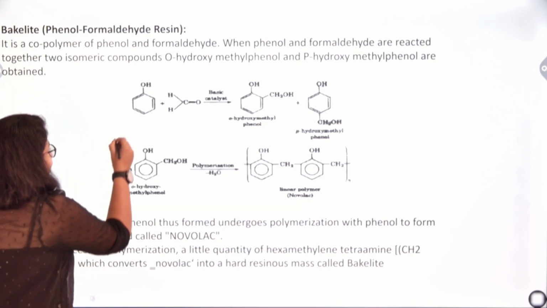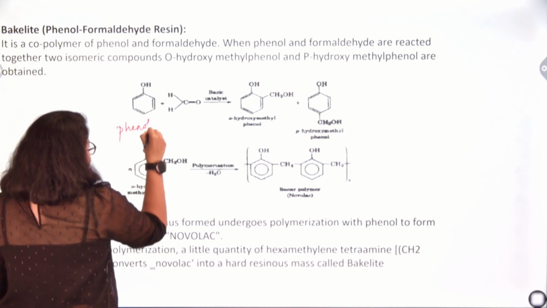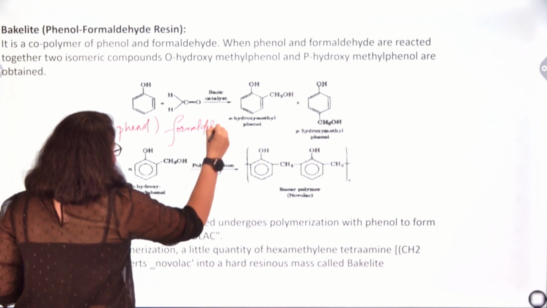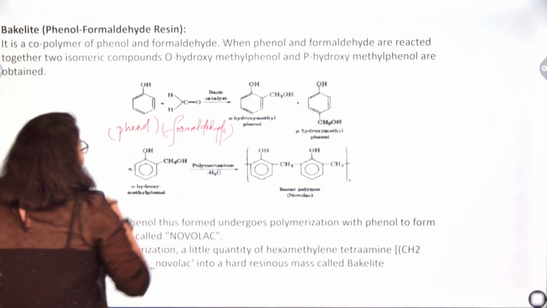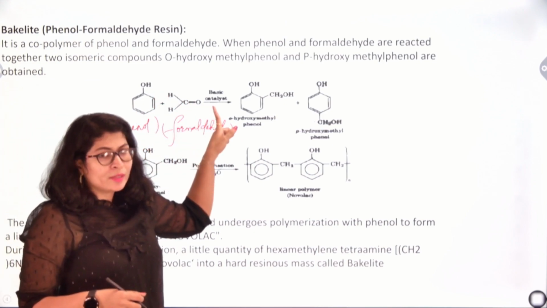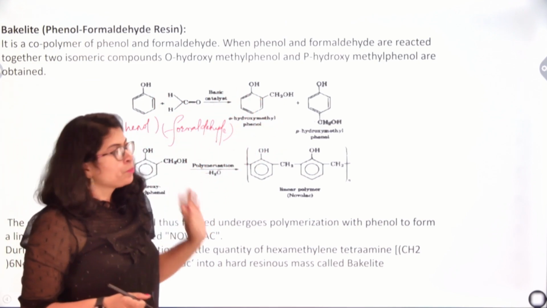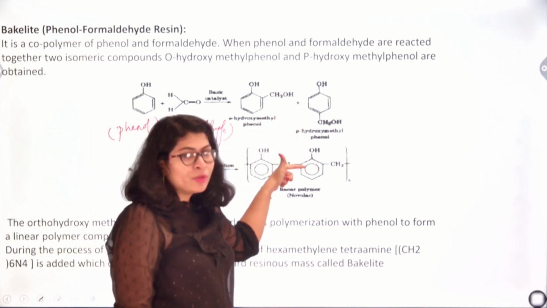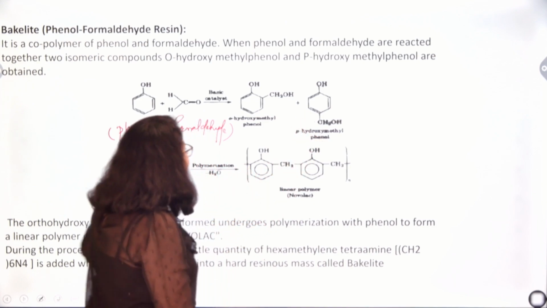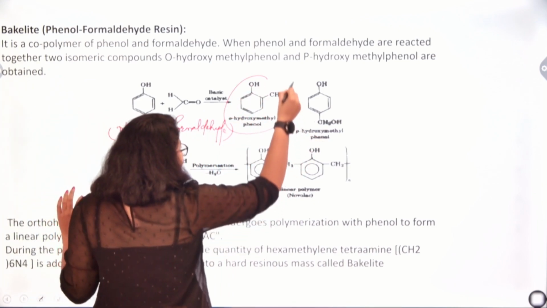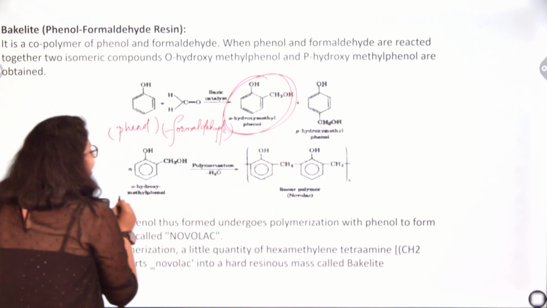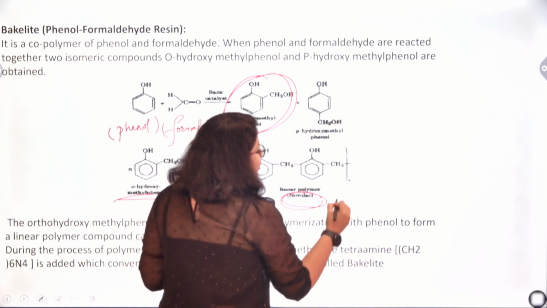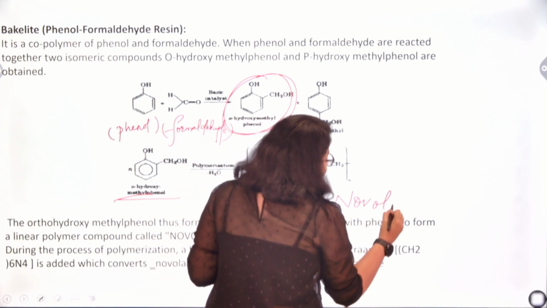See, this is the phenol. This is formaldehyde. When phenol and formaldehyde react together in the presence of any basic catalyst, they give rise to orthohydroxymethylphenol plus a para isomer which is para-hydroxymethylphenol. Now, if I polymerize only the orthohydroxymethylphenol, I will get a new polymer which is called novolac.